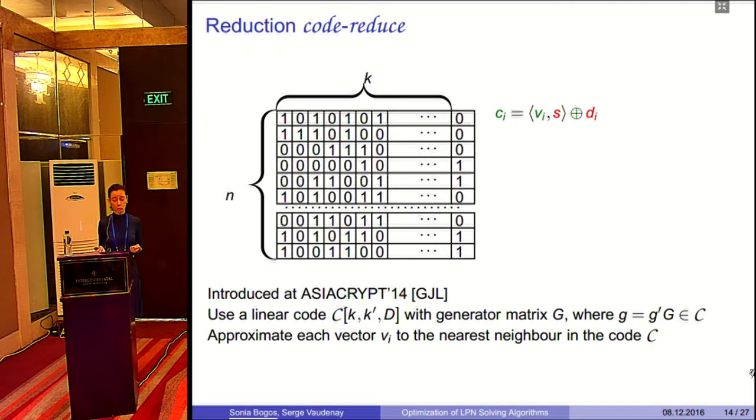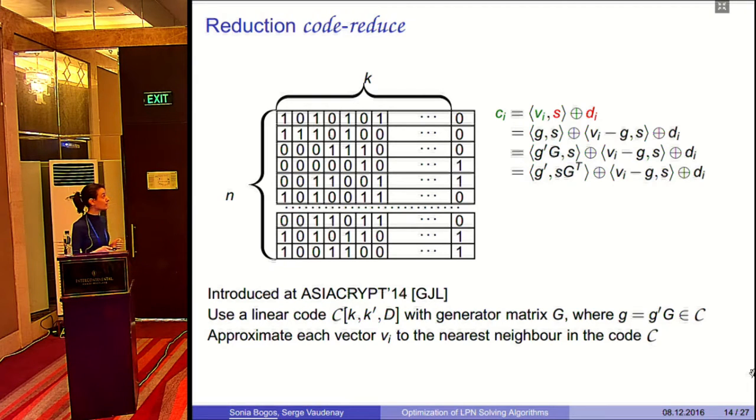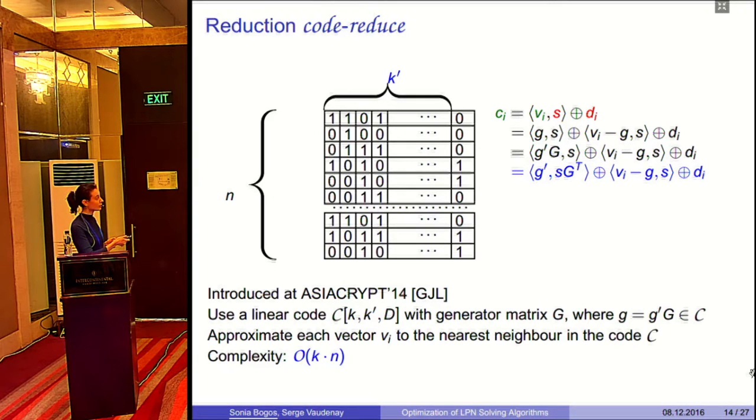The last reduction, which we call code reduce, was introduced at AsiaCrypt 2014. Here, the idea is to use a linear code, C, with dimension k, length k prime, and minimum distance d, and with the generator matrix G. And we try to approximate each vector vi to the nearest neighbor in the code C. So if we rewrite the value of the noisy inner product, we end up having a new secret, which is shorter. But the price that we have to pay is that we introduce a new value for the noise. So we have to see what's the effect on the noise bias when we introduce this value. And the gain is, again, that we are reducing the size of the secret.